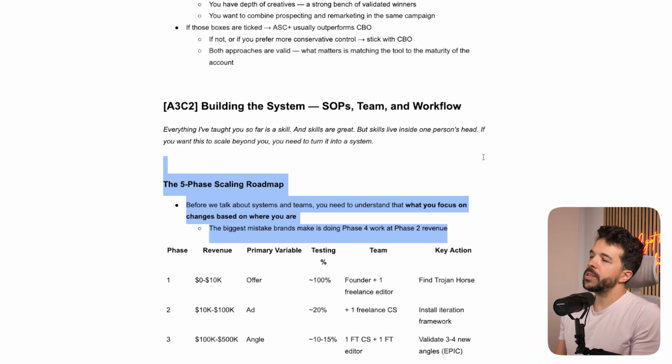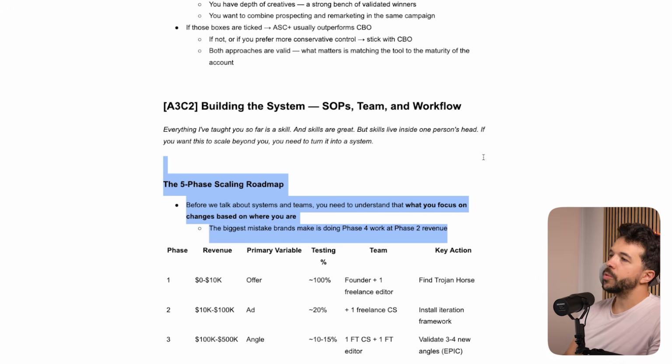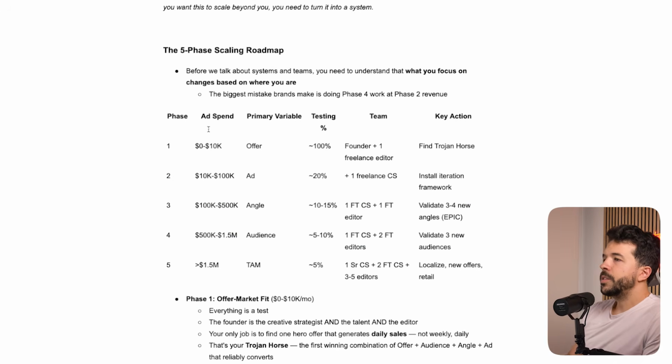Before we talk about systems and teams, you need to understand that what you focus on changes based on where you are. The biggest mistake brands make is doing phase 4 work at phase 2 revenue, and that's obviously a problem. But this chart here shows you how we look at growth. The first phase is $0 to $10,000, where we focus on the offer, and this is where the testing budget is pretty much 100%.